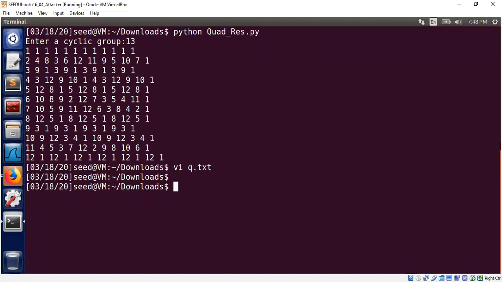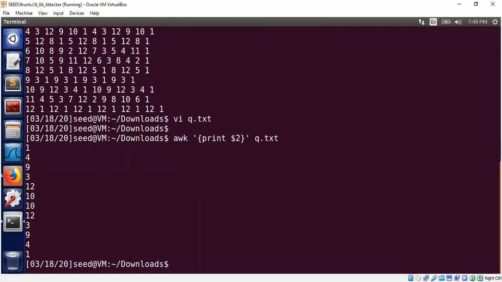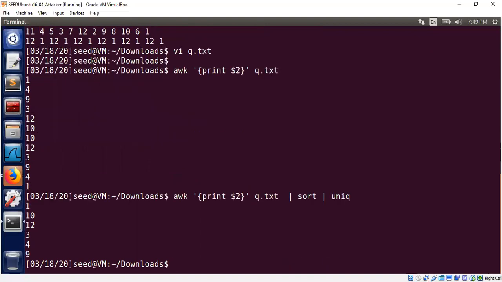Cut the second column using awk, for example, awk print column 2. Let's see what happens. Okay, so we can even do more. We can just select the unique numbers. So the square numbers are 1, 10, 12, 3, 4, 9. 4, 9 is obvious. 4 is 2 square, 9 is 3 square. But interestingly, even 3 is a square number. We can write 3 as a square number.